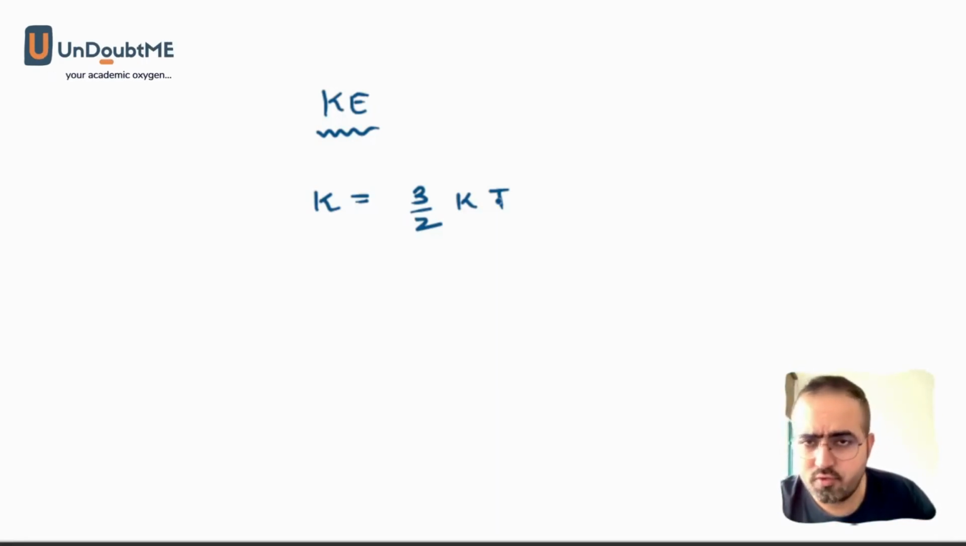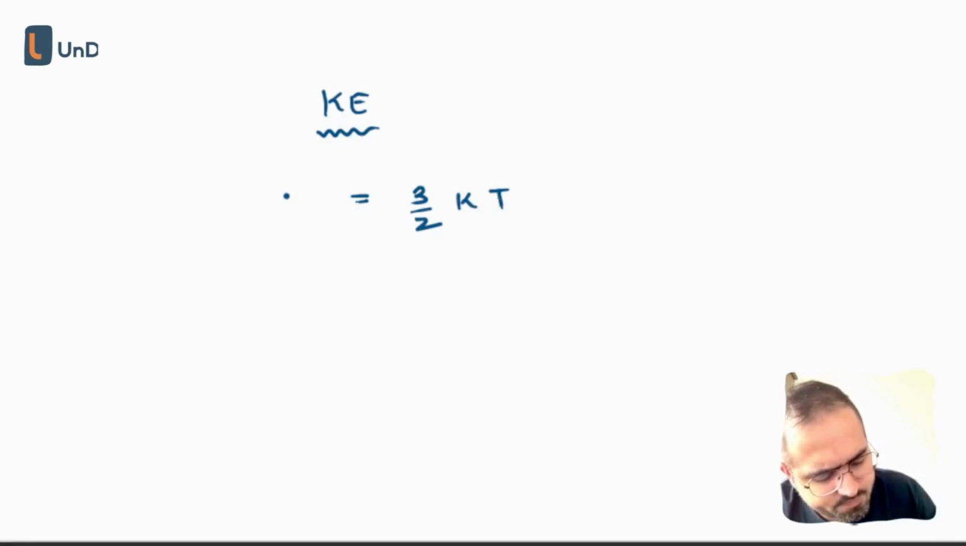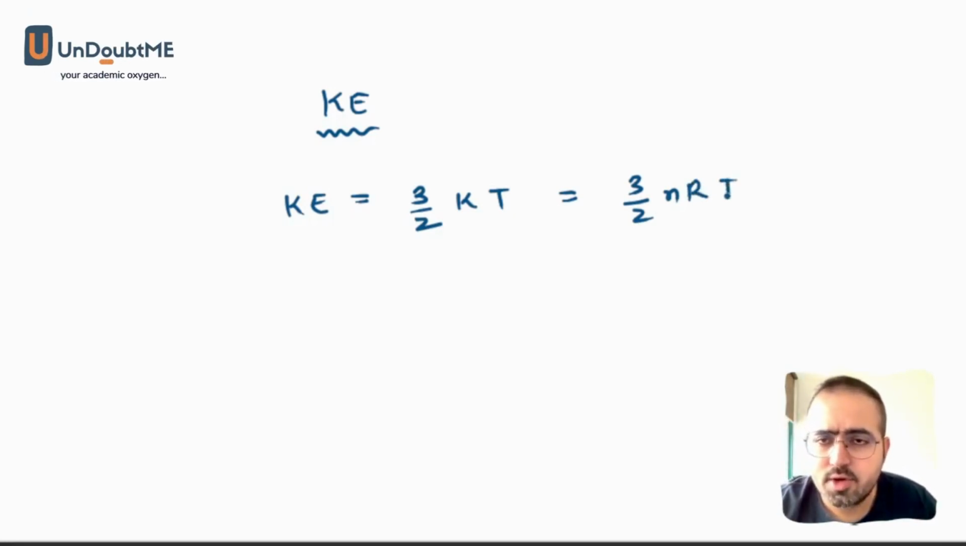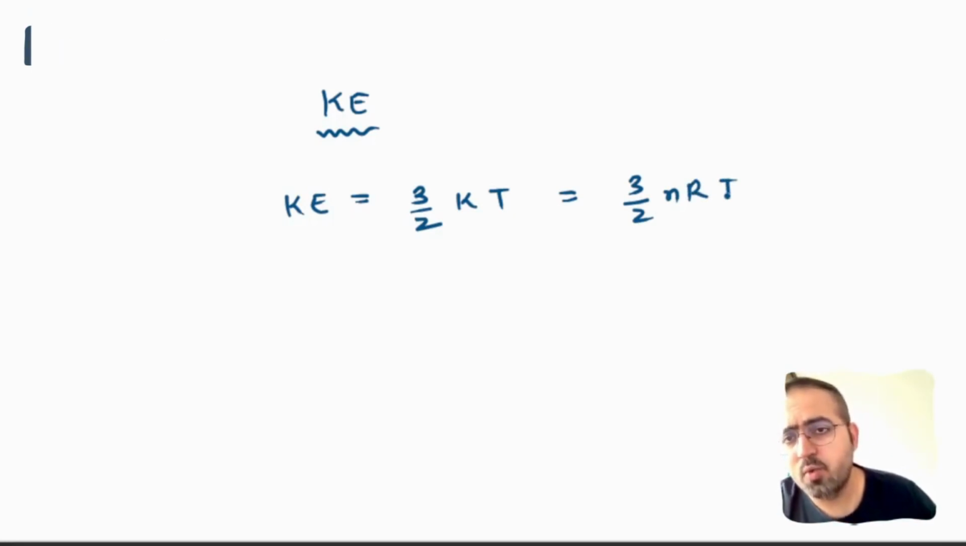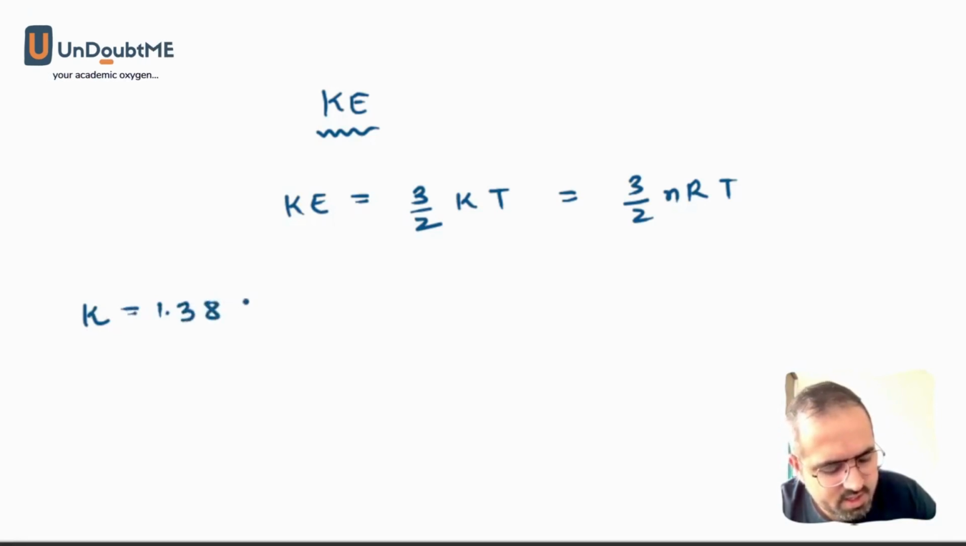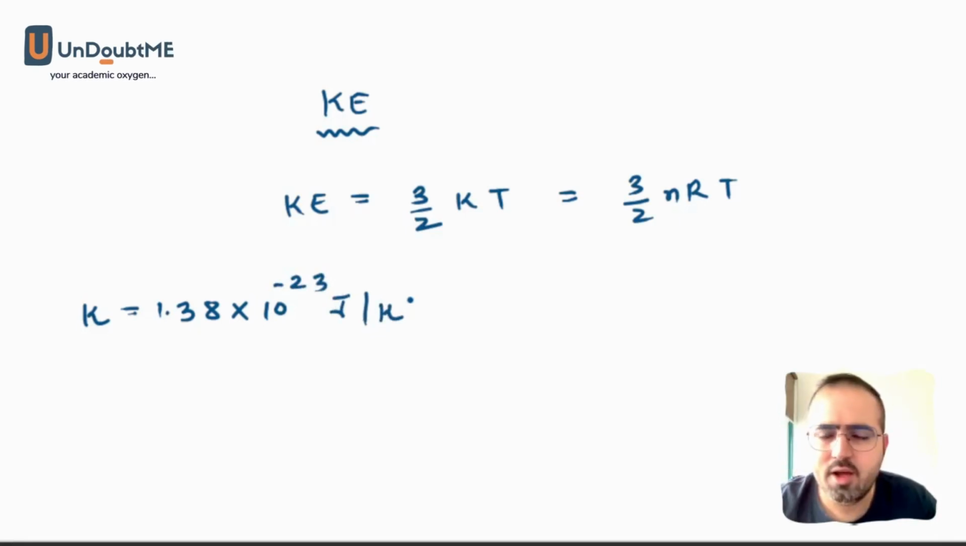Now there is one more formula for that: kinetic energy is also given by 3/2 nRT. Using these two formulas, we need to understand how to use them in questions, how we can equate them, and how the Boltzmann constant was actually calculated. Let me tell you the value: the Boltzmann constant is 1.38 times 10 to the power minus 23 joule per Kelvin. This value has a valid reason for how it got calculated, so let us try to understand that.